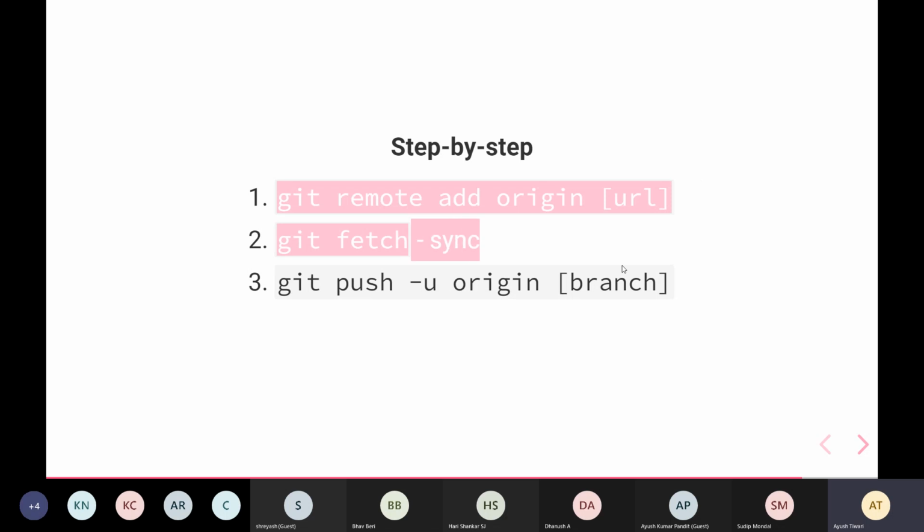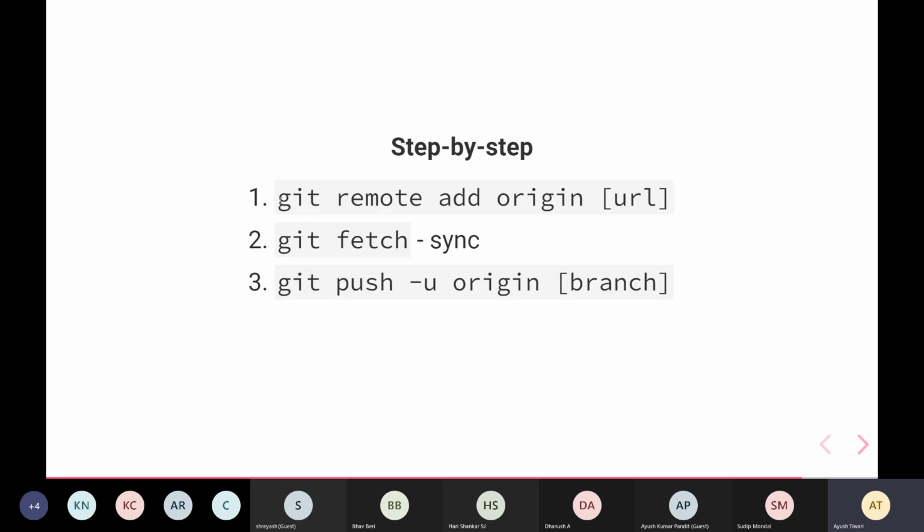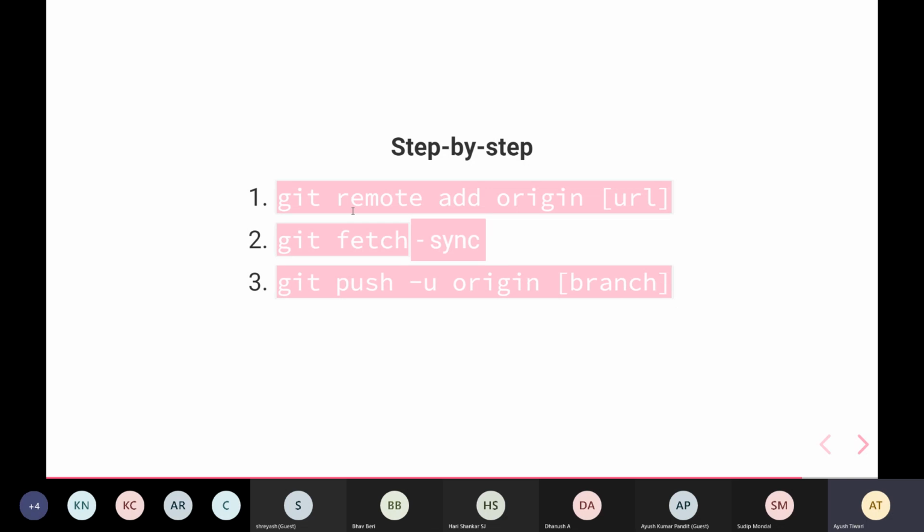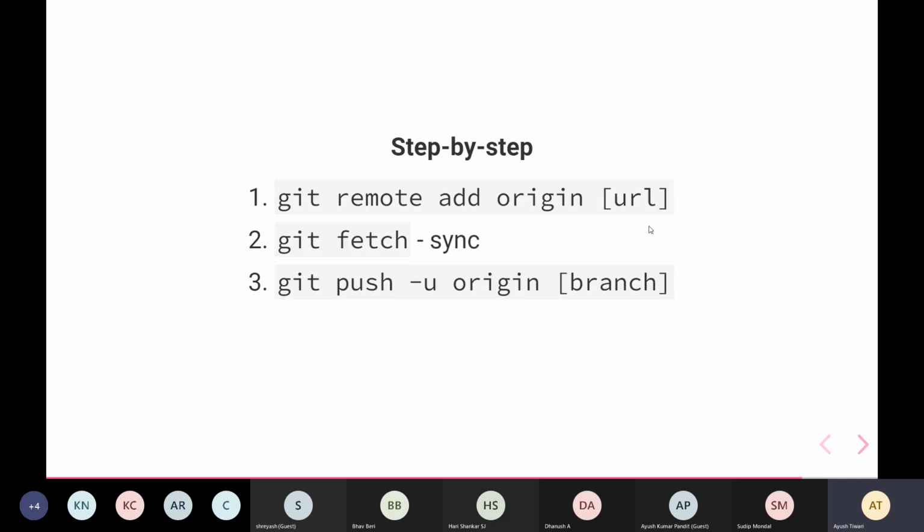So step by step, let's see how to add a remote repository and push your local changes there. First, you add it using git remote add origin and then the URL of your remote repository. Then you can type git fetch. What it does is sync your local repository with the remote repository, and then you can use git push origin and the name of the branch. This -u flag is optional. Either you can have it or not, it doesn't matter. And once you have pushed your changes, then git push also works. It will push your current branch to the origin.